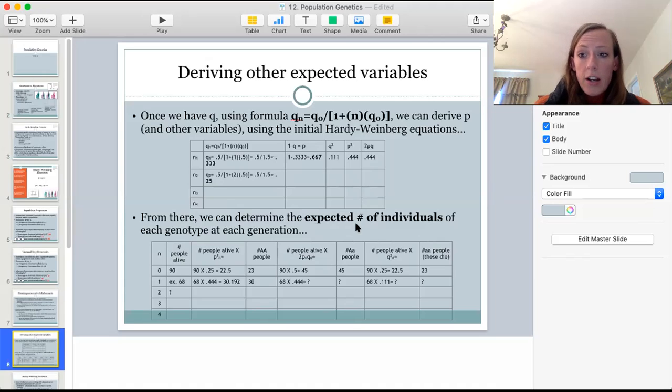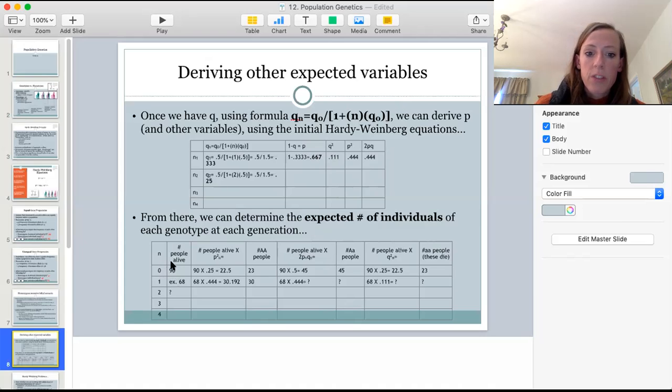And from there, we can use these numbers to determine the number of individuals of each genotype at each generation, okay? So these are the frequencies of the alleles, P and Q, and the genotypes, Q squared, P squared, and 2PQ. Now they're not the numbers of people though. So if you start with a population of 100, you just multiply 100 by the frequency of whatever variable you're looking at to get the number of individuals.